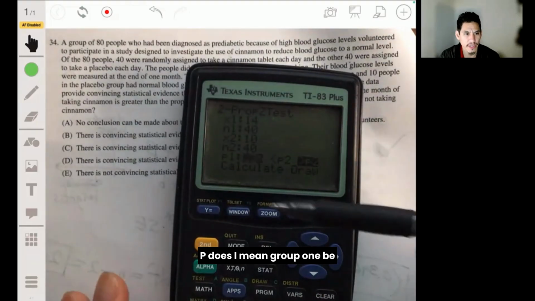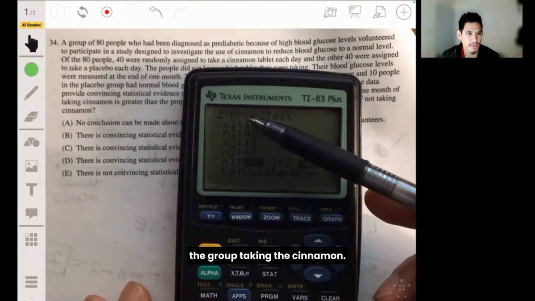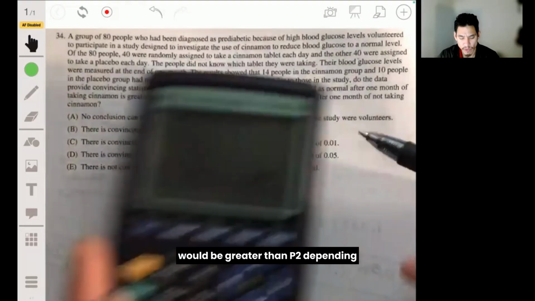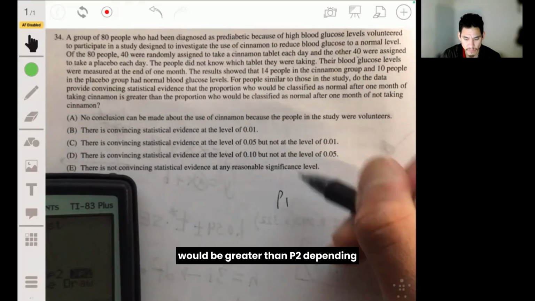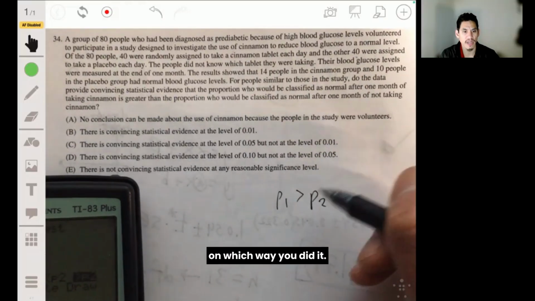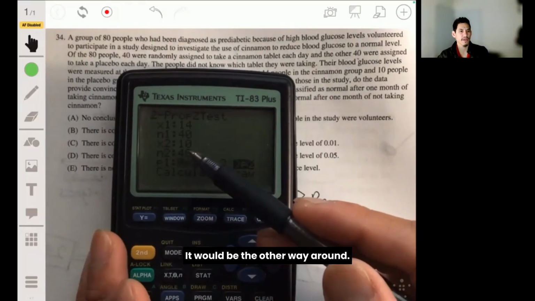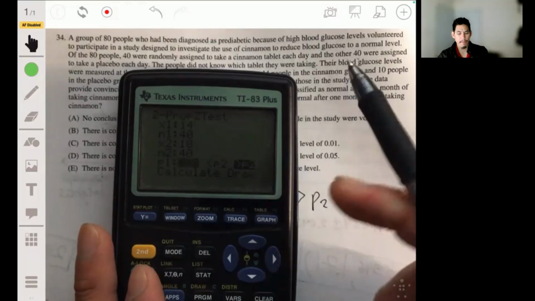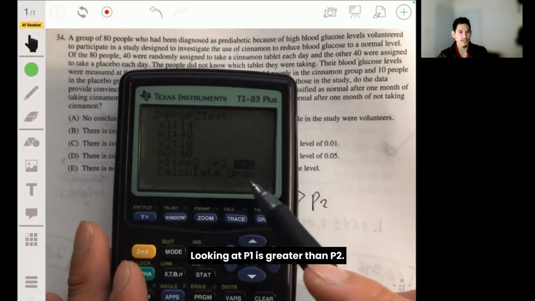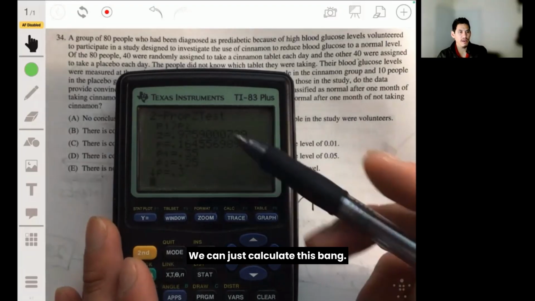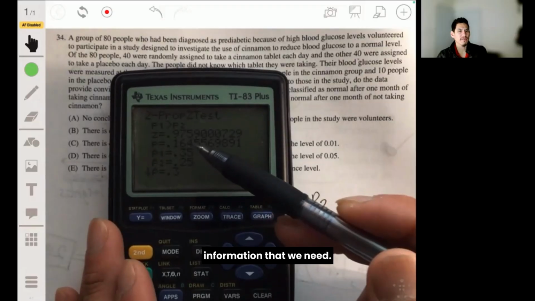Since I made group 1 be the group taking the cinnamon, I'm going to have that P1 would be greater than P2. Depending on which way you did it, if you made group 2 be the cinnamon group, it would be the other way around. We're looking at P1 is greater than P2, and we can just calculate this. Bang! We get all of our information that we need.